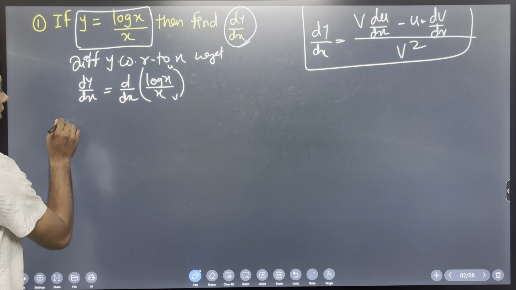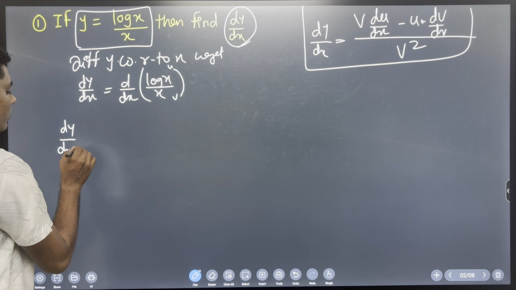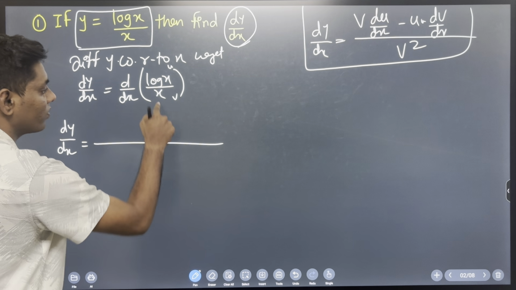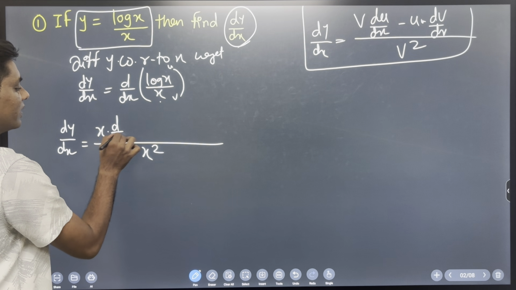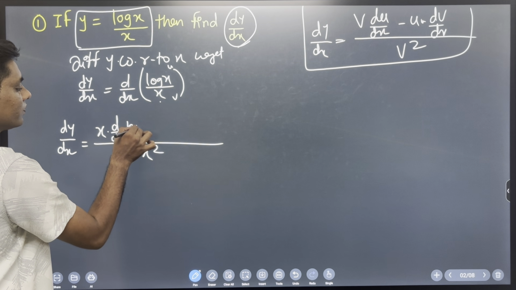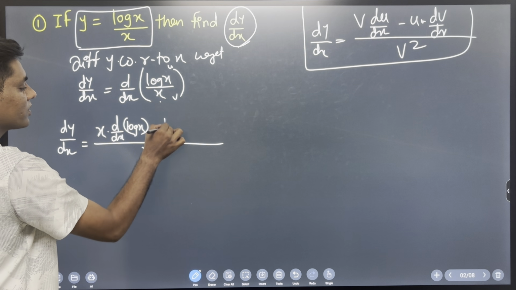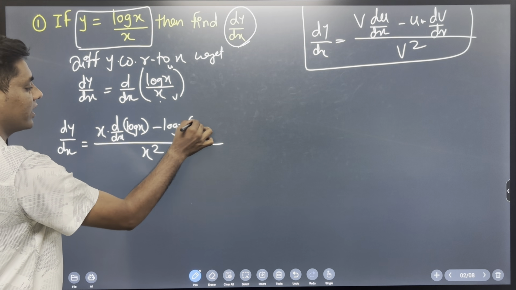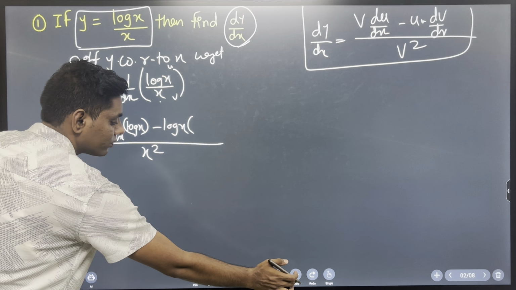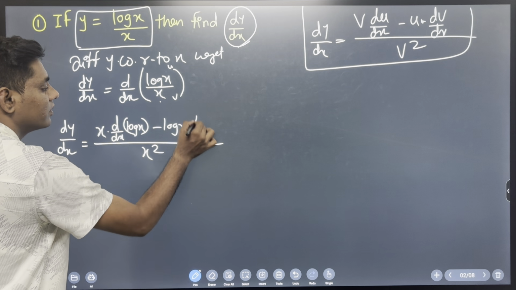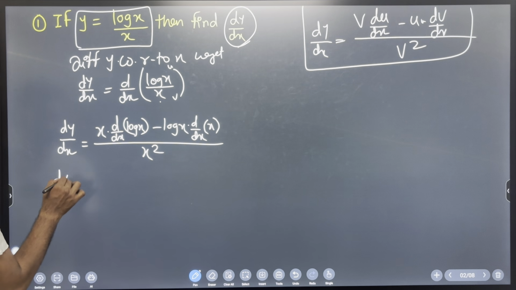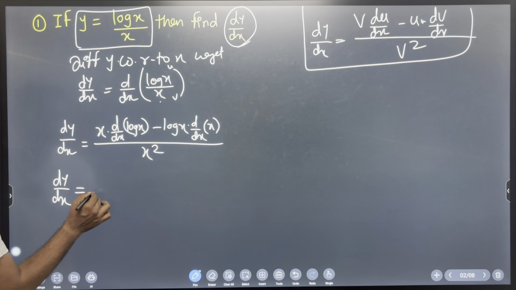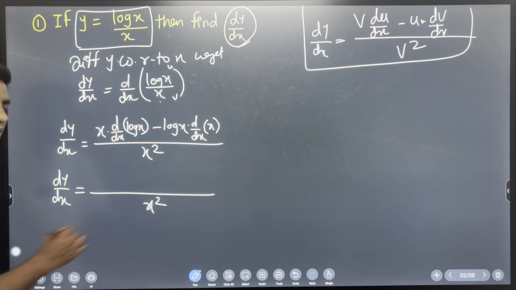So then dy by dx equal to denominator square, denominator is x having square as it is, then x into d by dx of log x minus log of x as it is, and d by dx of x. So remember the formulas of derivatives. So x square as it is.